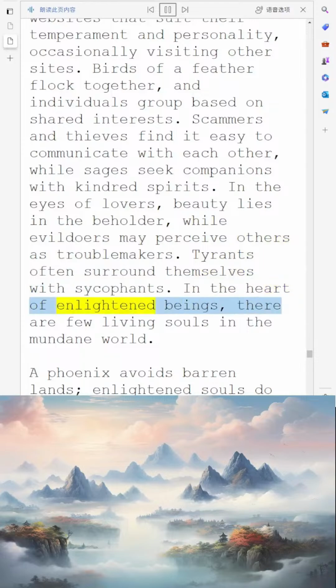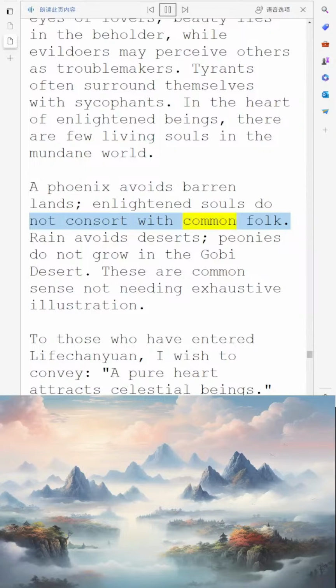In the heart of enlightened beings, there are few living souls in the mundane world. A phoenix avoids barren lands. Enlightened souls do not consort with common folk. Rain avoids deserts. Peonies do not grow in the Gobi Desert. These are common sense, not needing exhaustive illustration. To those who have entered life genuine, I wish to convey, a pure heart attracts celestial beings.